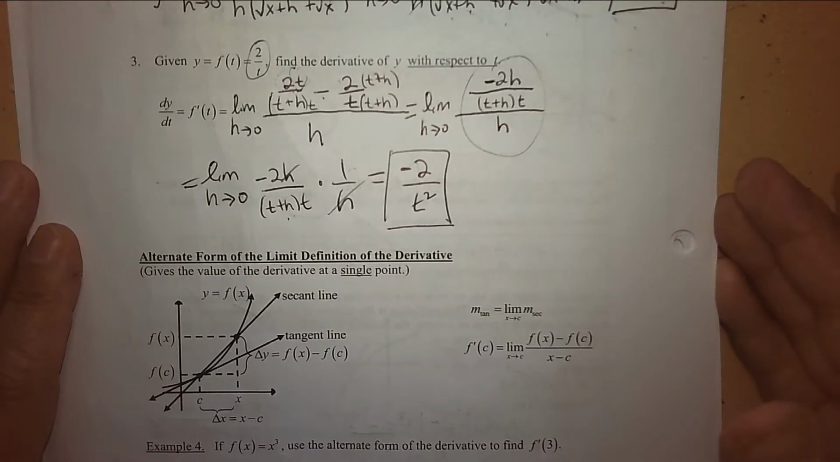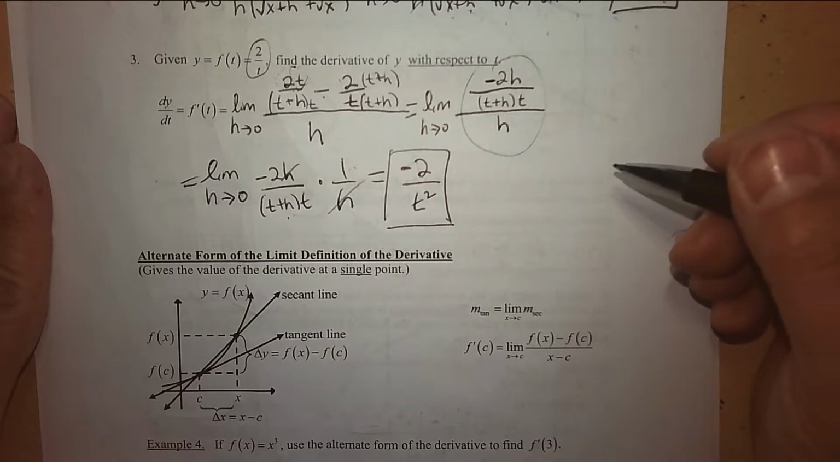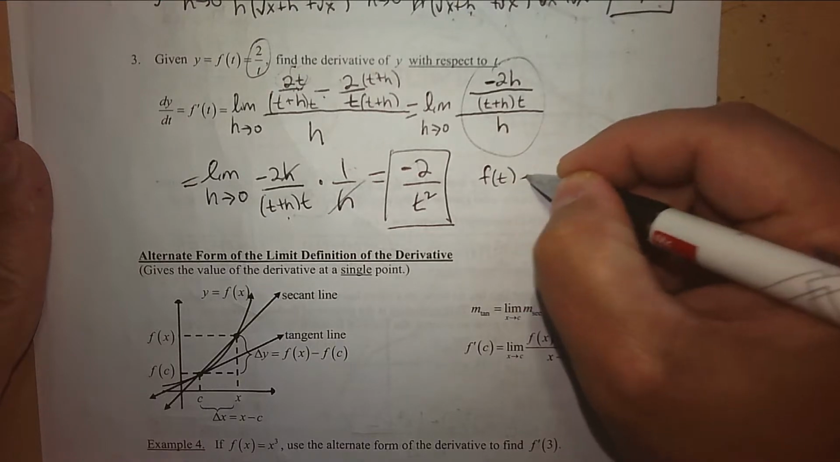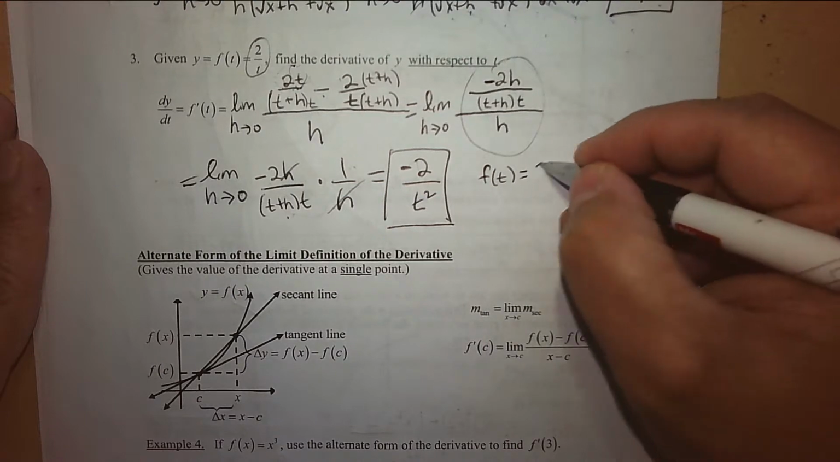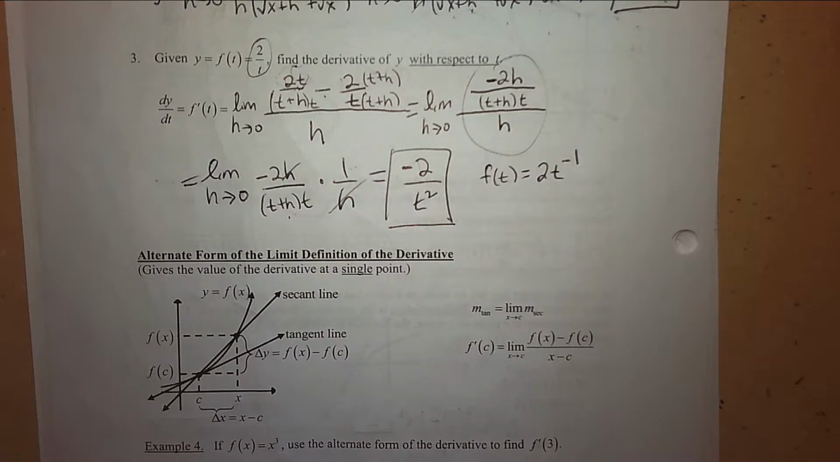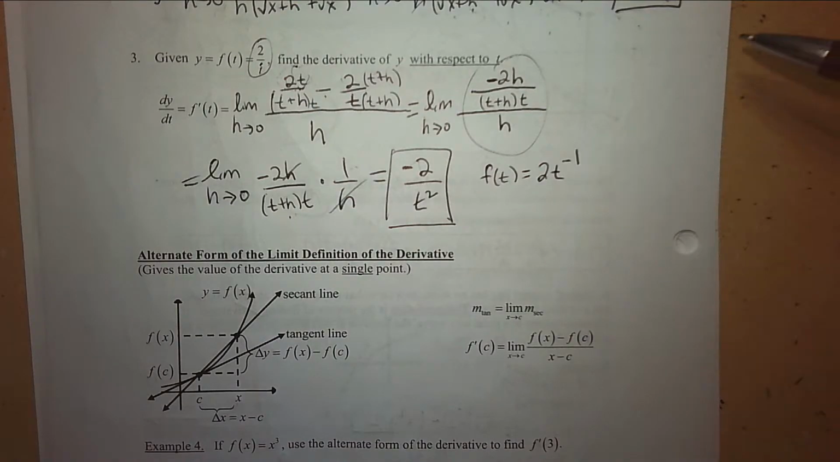Guess what I'm going to do? I'm going to test it with the power rule. In order to use the power rule, I have to write that as an exponent. How do I write 2 over t as an exponent? What would it look like? 2 over t is the same as 2 times t to the negative 1. Do you believe that? The t in the denominator can be written as t to the negative 1. You better stay with me. If you don't write it as an exponent, you can't use the power rule.